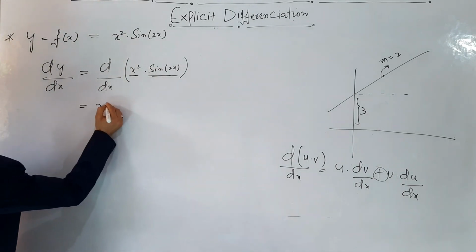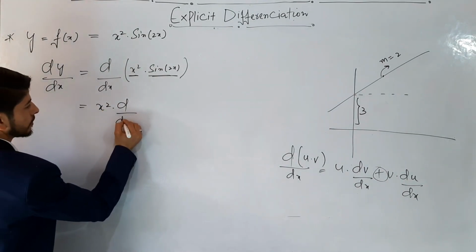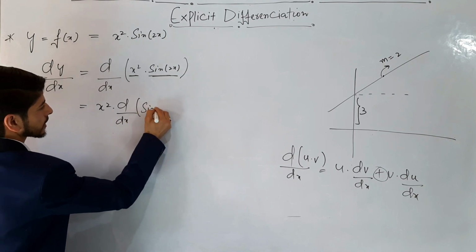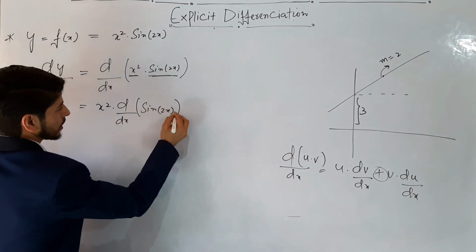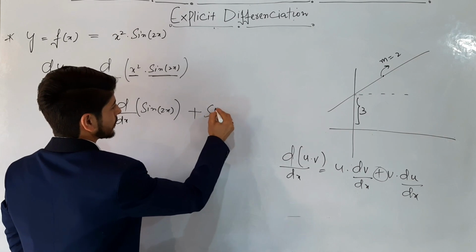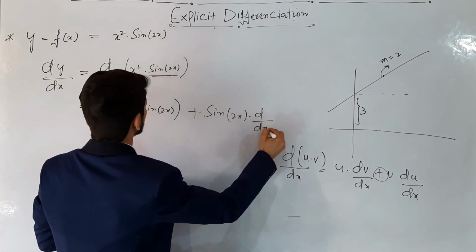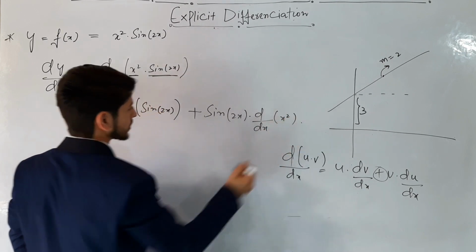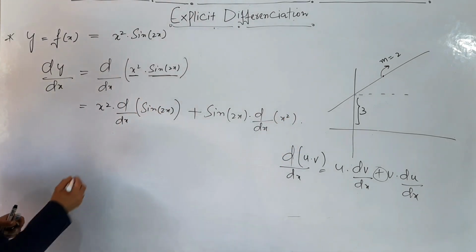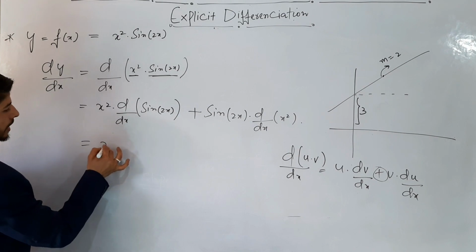Now what will that be? It will be x square times the derivative of sine of 2x, plus sine of 2x times the derivative of x square. Isn't this okay? Nice. What will this be? It will be x square.